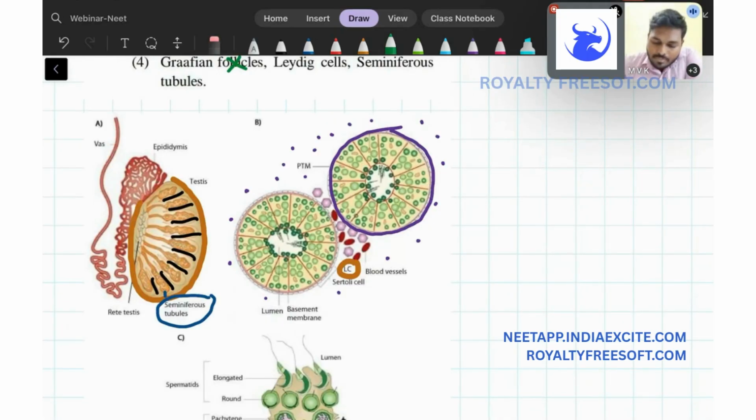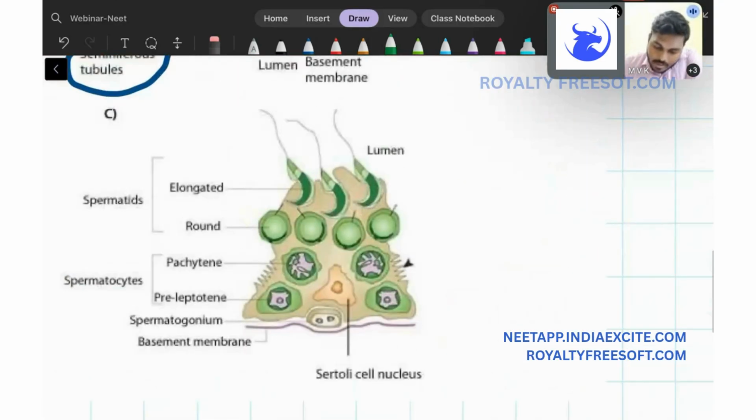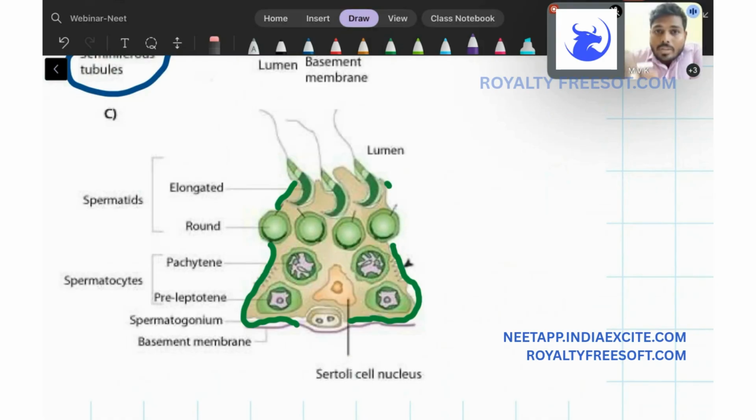And what are we having here? We are having this cell, right? This is nothing but our Sertoli cells. And what's the function of the Sertoli cells? It has one more name also. I think you'll get an idea once I tell that name. It has another name called nurse cells. So you get the answer, right? It just provides nourishment for the developing spermatocytes. That's the role of Sertoli cells.